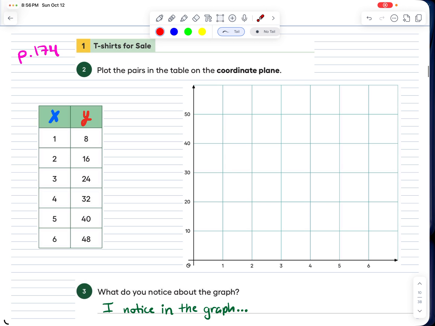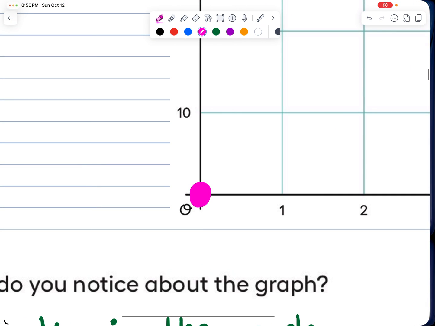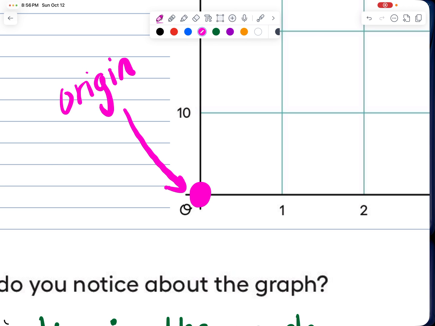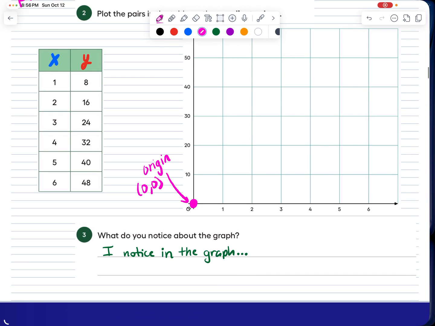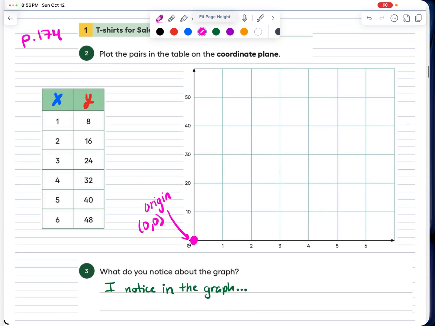And we're going to find out why that's important. So let's mark the origin. I see an origin here. I'm going to mark it right now. Write it in your notes as well. The origin is at 0, 0. This is an important spot because proportional relationships start at the origin.